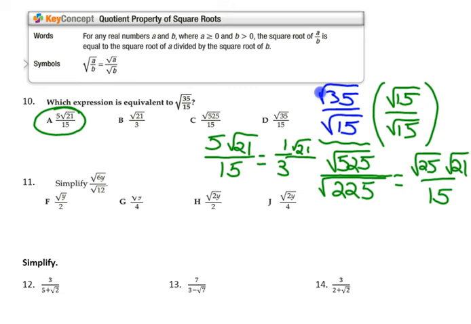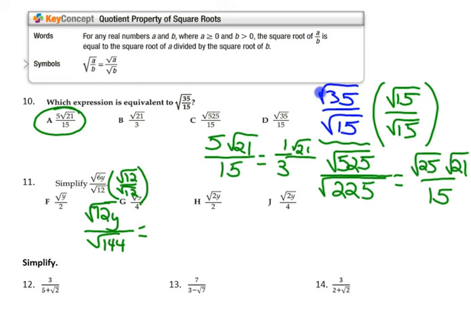Okay, so for this one, we have to simplify 6y over the square root of 12. So I'm going to multiply by the square root of 12 over the square root of 12. 6 times 12 is now the square root of 72, and we keep the y. 12 times 12 is 144. So now I'm going to see, can I go through and simplify these? This is a 72, by the way.